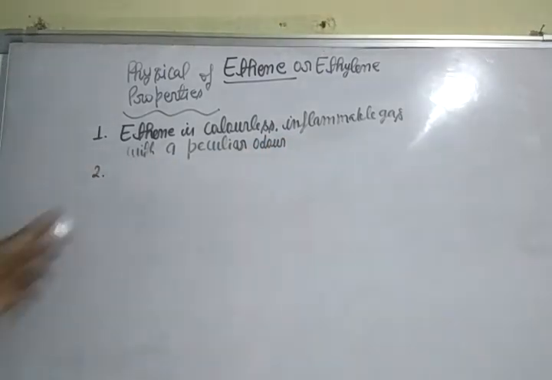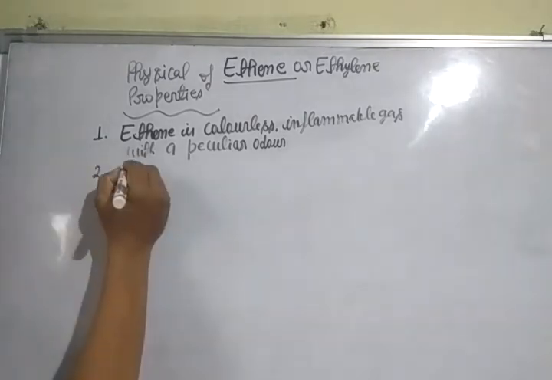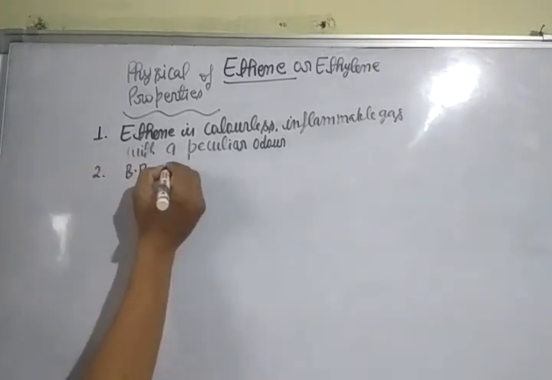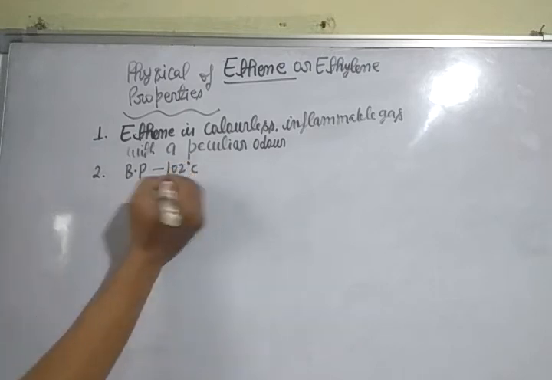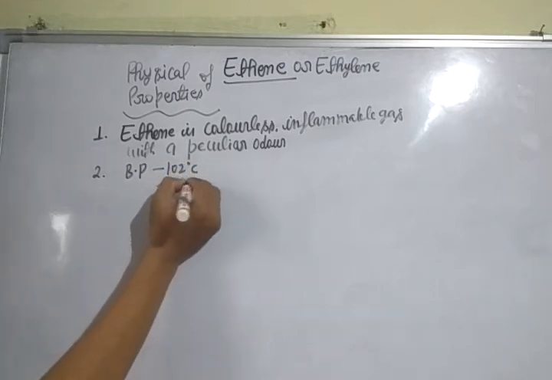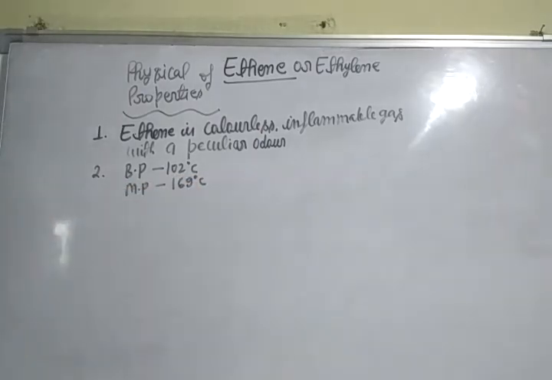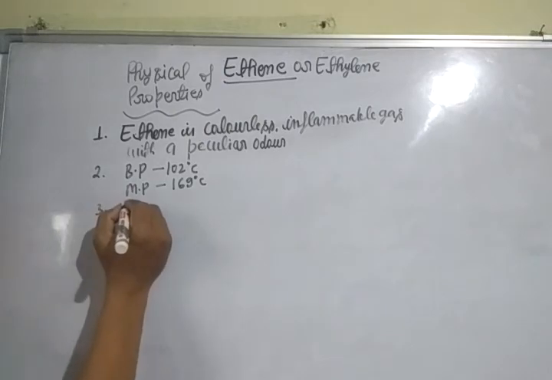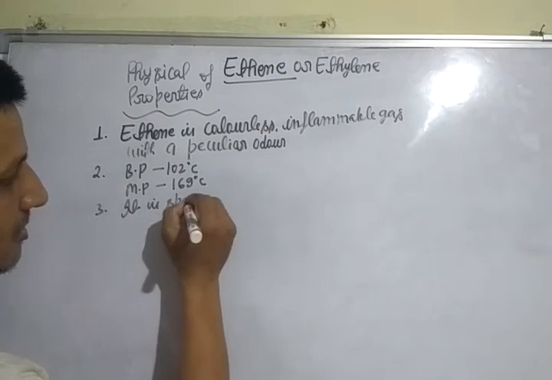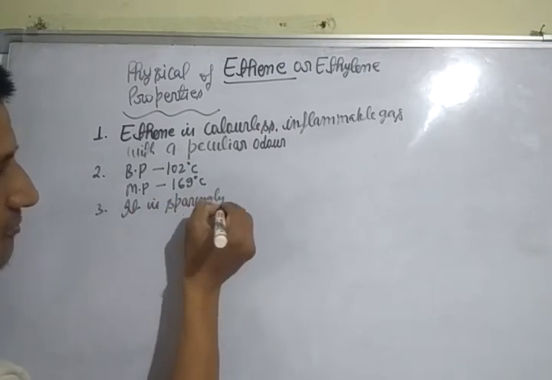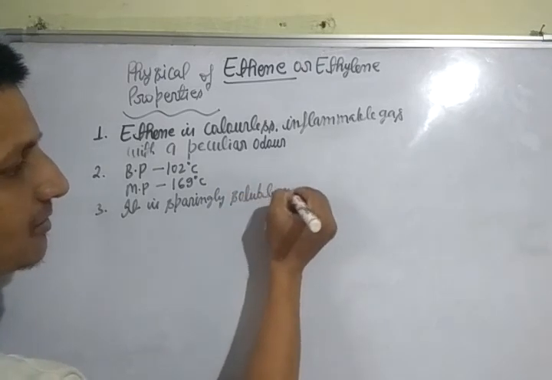Second, its boiling point is minus 102 degrees Celsius. After this, the melting point is 169 degrees Celsius. Okay students, it is sparingly soluble in water.